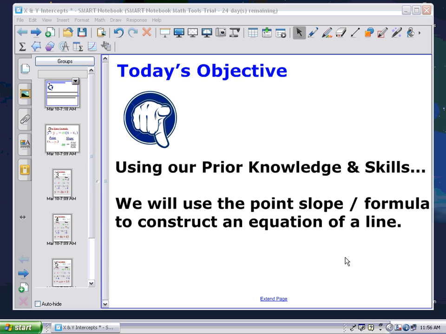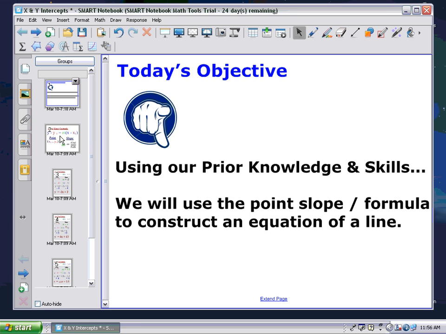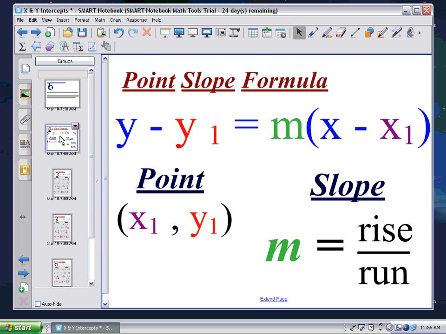We're still in the navigating the coordinate plane unit, and this time what we're going to do is use the point-slope formula to construct an equation of a line. Now, I have all this color coded for you. Here's our point-slope formula. The formula is y minus y1 is equal to m times the quantity x minus x1.